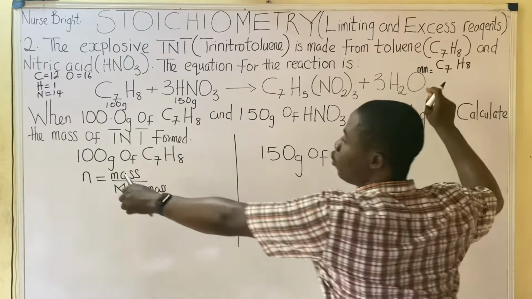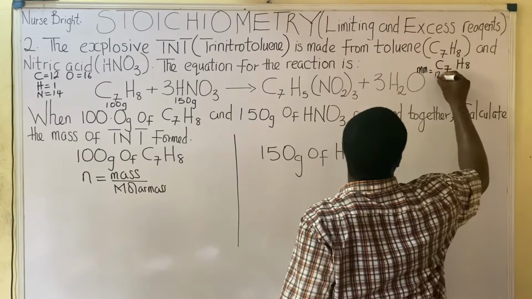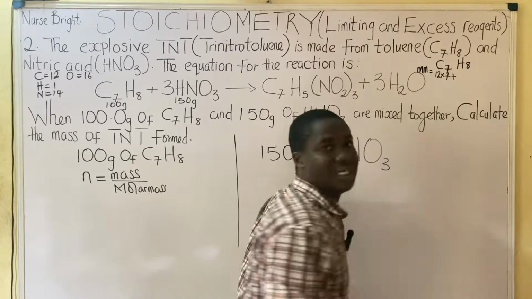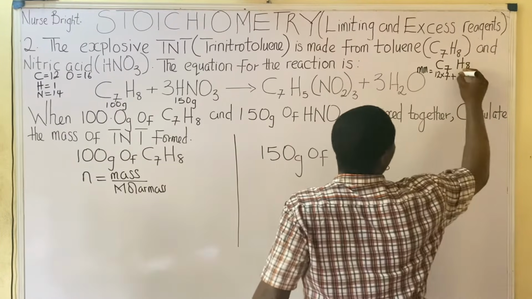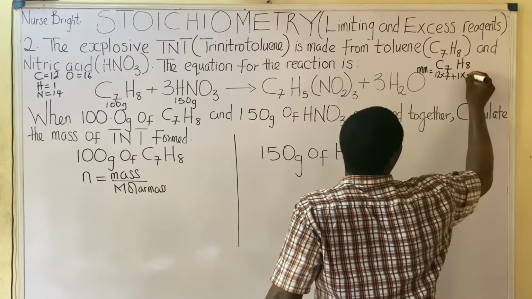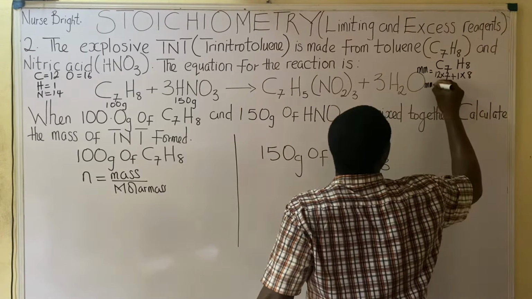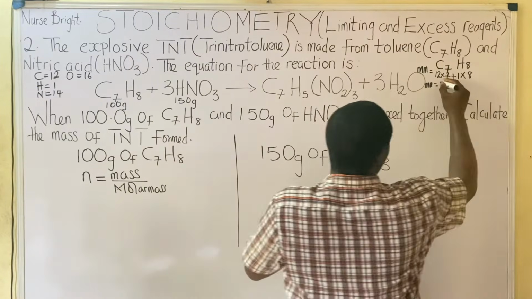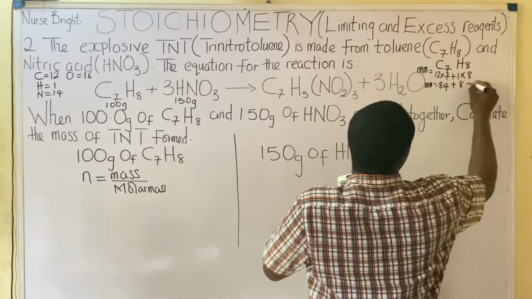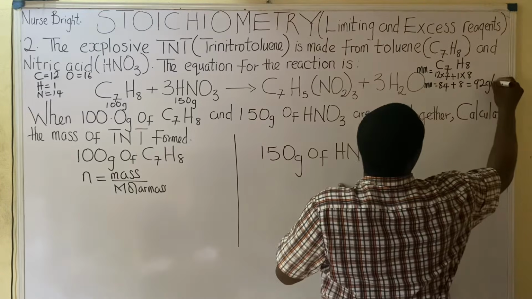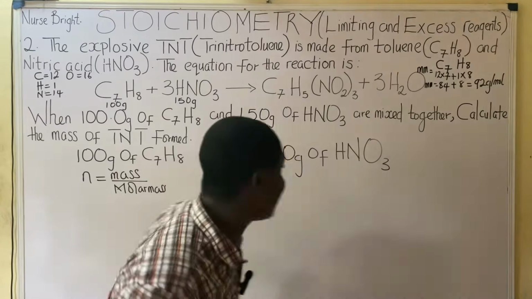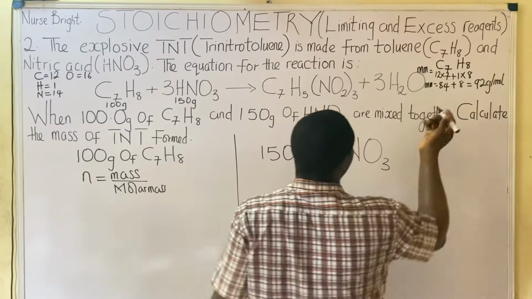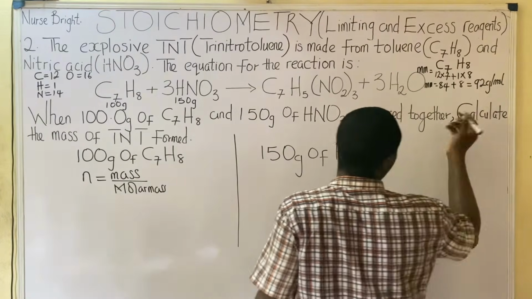So let's calculate the molar mass of toluene first. C7 is going to be 12 times 7, plus hydrogen atomic mass 1, and we have 8 hydrogens here, so 1 times 8. So molar mass is 12 times 7, which is 84, plus 8. So this is 92 grams per mole. Hope you are following me. That's the molar mass of toluene. What about HNO3?